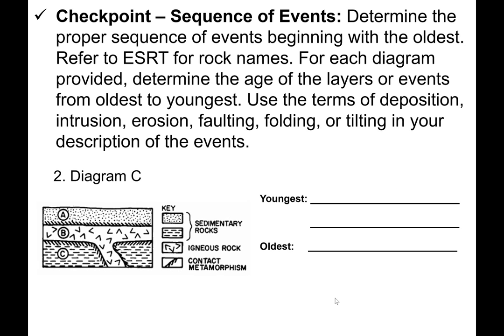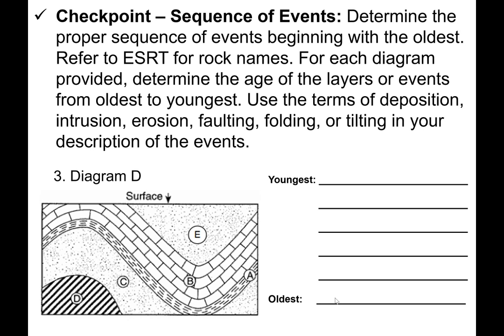Here's another one. Press pause to try it on your own. Now in this example, we see contact metamorphism on top, so we know it must be younger than what it's come in contact with. So the youngest thing is going to be the igneous intrusion of B. Then we work our way down. We have the deposition of A, and then deposition of C on the bottom. Press pause and try this one on your own.